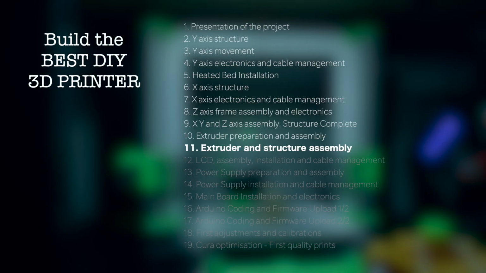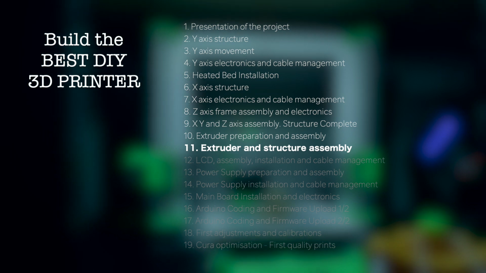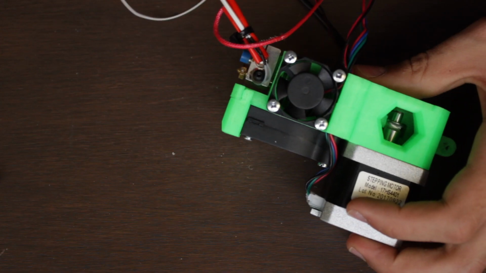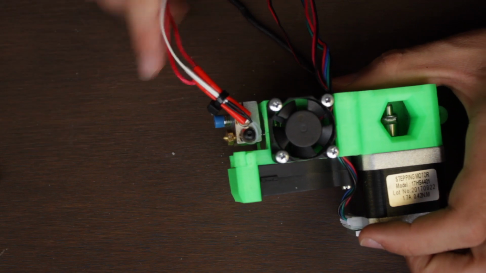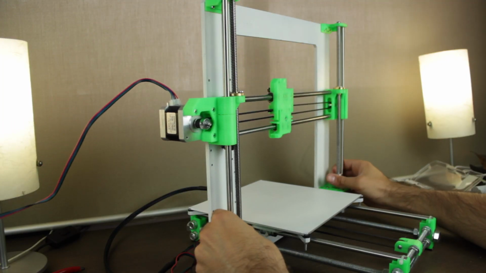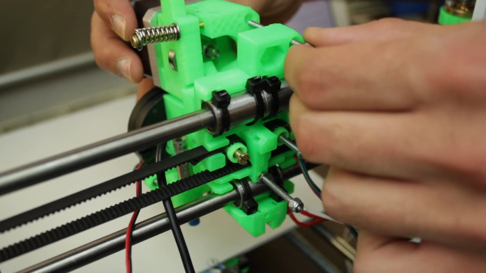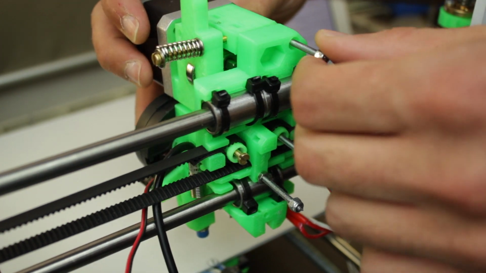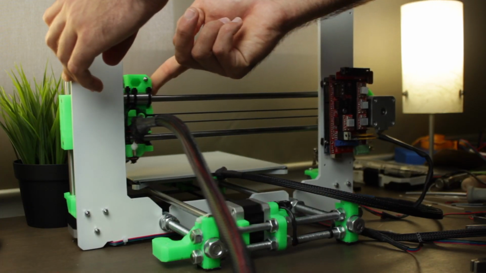This is the 11th episode of the Build the Best DIY 3D Printer series. In the last episode, we finished the assembly of the extruder, and before we also assembled the other three axes as well. In today's video, we are going to put together both parts, getting at the end of the video this nice result. Now I'm gonna show you the components that we'll need to build this part of the printer.